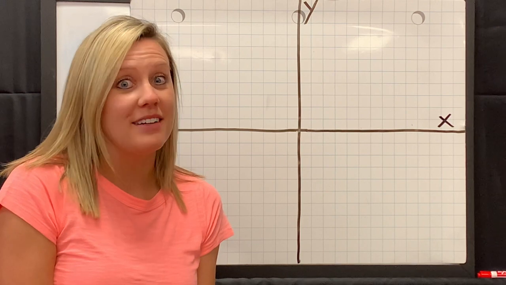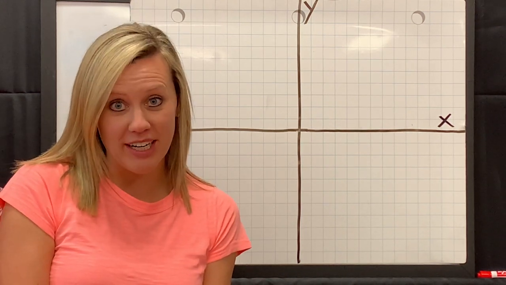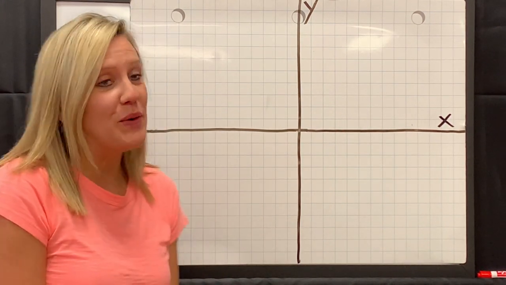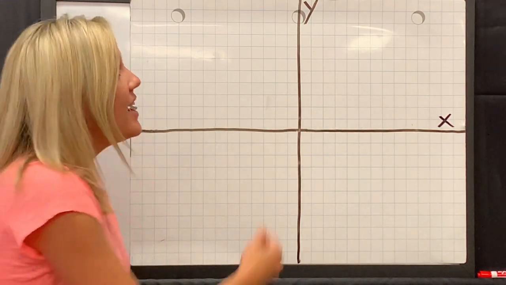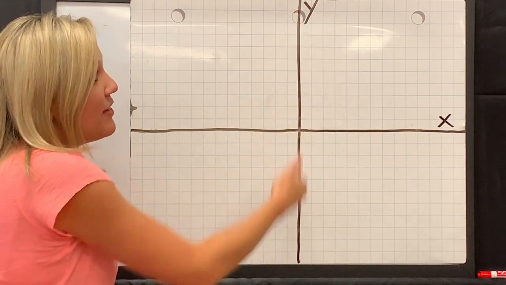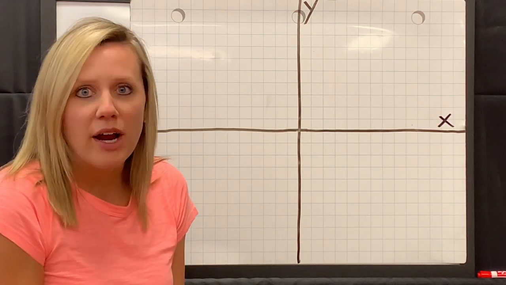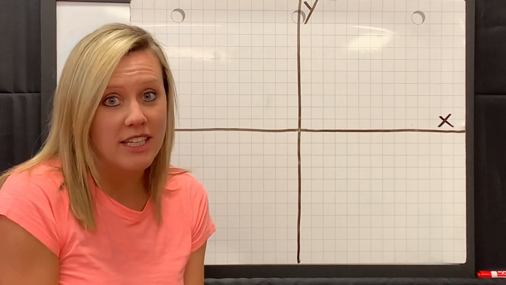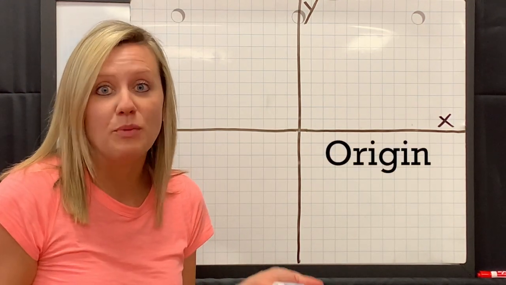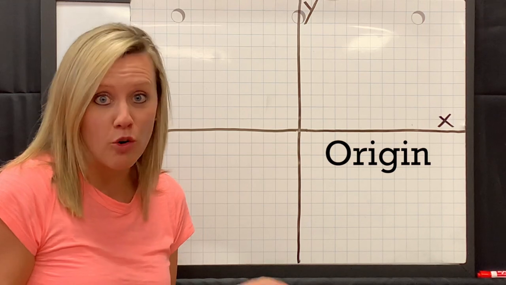We are just going to practice plotting points on the coordinate grid. So the first thing you need to know is this is the x-axis and this runs horizontally. This is the y-axis and this runs vertically. And where they meet, this spot right here, that's called the origin. And whenever we graph points, we always start at the origin.